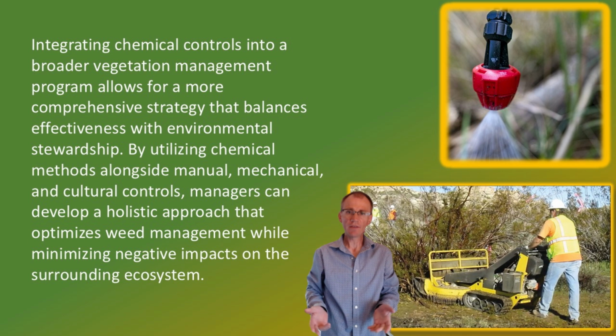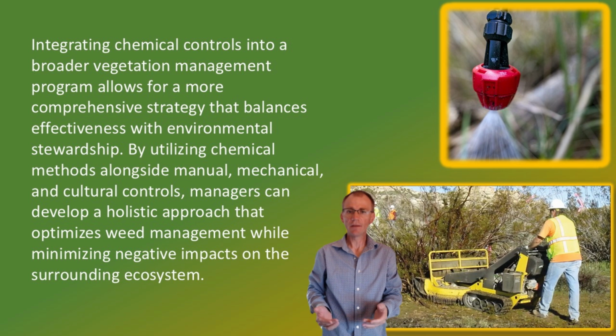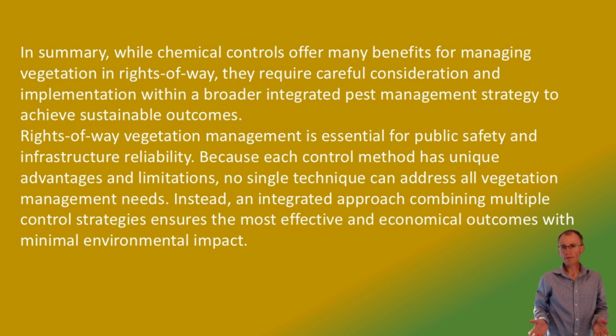Integrating chemical controls into a broader vegetation management program allows for a more comprehensive strategy that balances effectiveness with environmental stewardship. By utilizing chemical methods alongside manual, mechanical, and cultural controls, managers can develop a holistic approach that optimizes weed management while minimizing negative impacts on the surrounding ecosystem. In summary, while chemical controls offer many benefits for managing vegetation in rights of way, they require careful consideration and implementation within a broader, integrated pest management strategy to achieve suitable outcomes.